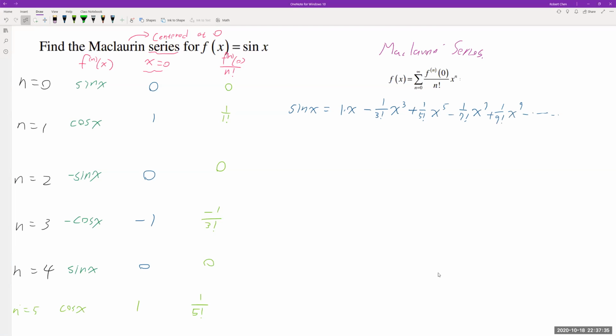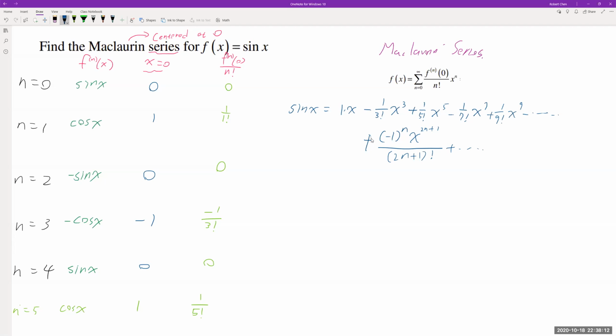So you can see that this is actually an alternating series with only odd powers of x. Hopefully you guys can see that. So I'm just going to write out what the general form is going to be. It's going to be negative 1 to the nth power times x to the power of 2n plus 1 over 2n plus 1 factorial. So this is the general form for the power series of sine.